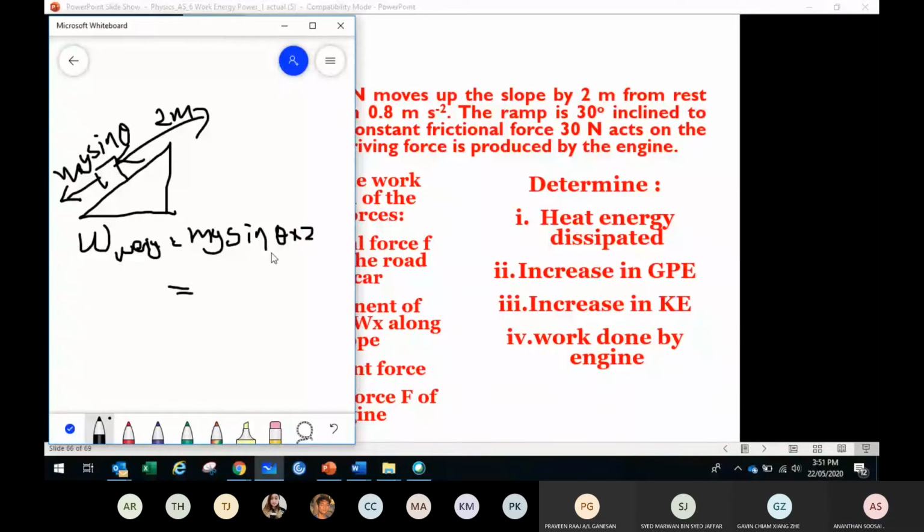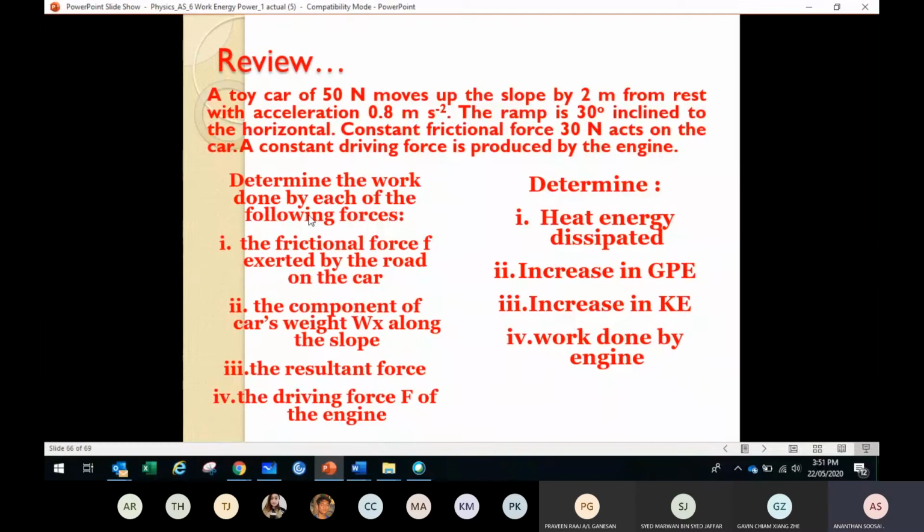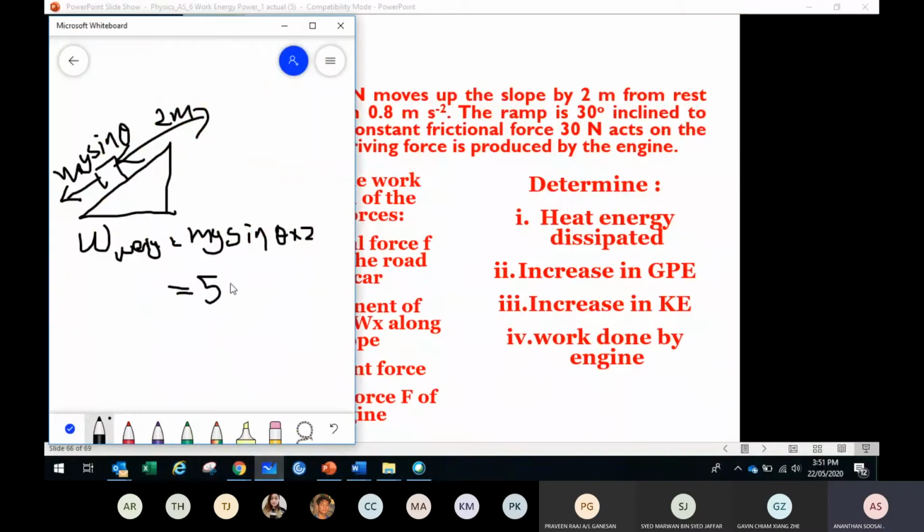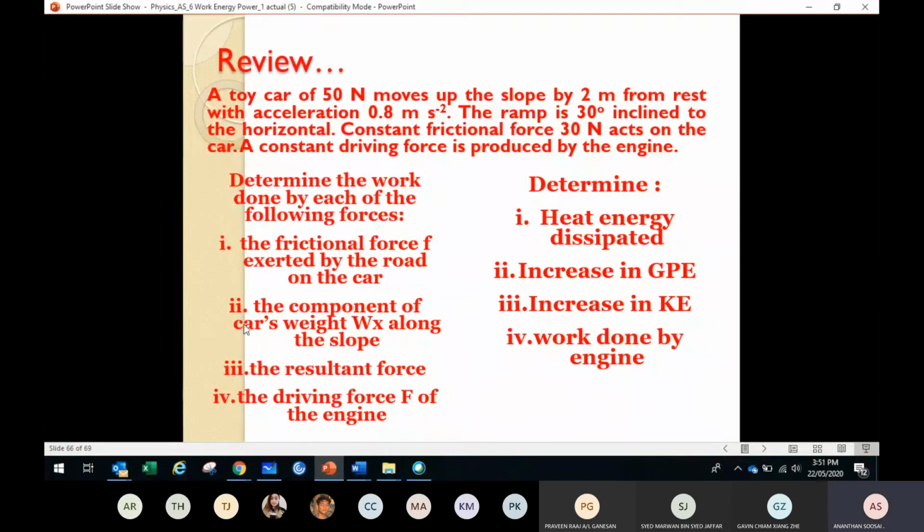In this case, what is the weight of the object? It is 50 Newton. Mg is 50, sine 30 degrees. So 25 times 2 is 50 joule. So this is the work done against the weight. This 50 joule is the gain in GPE. When the object goes up, GPE rises by 50 joule. So that's the second one.